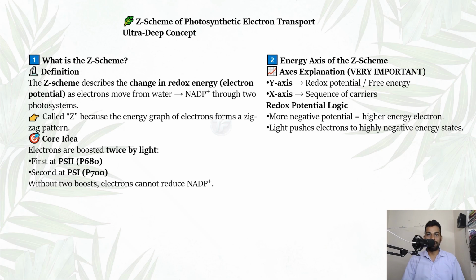What is the core idea of it? Electrons are boosted 2 times by the light. First boost happens in PS2, second boost happens in PS1. So without this boosting, NADPH won't be formed. Second point, energy axis of the Z scheme. We show redox potential on the y-axis. We have seen it. The sequence of carriers is shown on the x-axis. Okay, redox potential logic: if there is a more negative potential, there is high energy. So here light is pushing the electrons to higher energy levels, right?